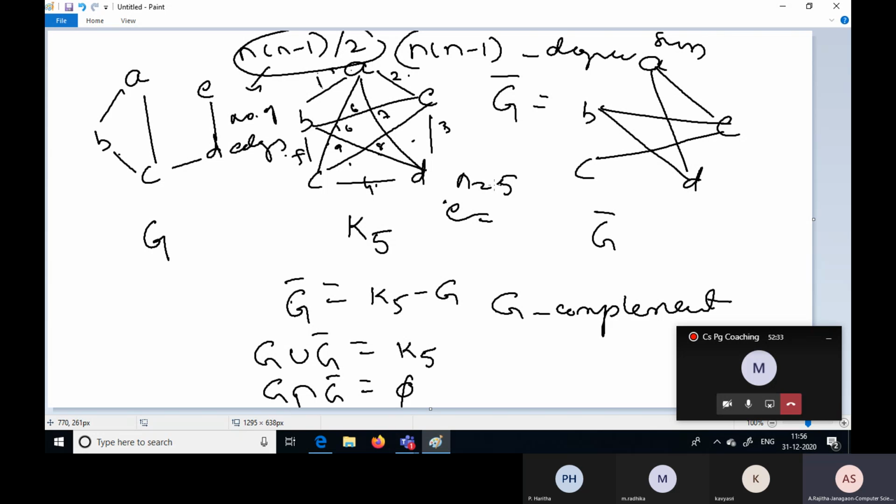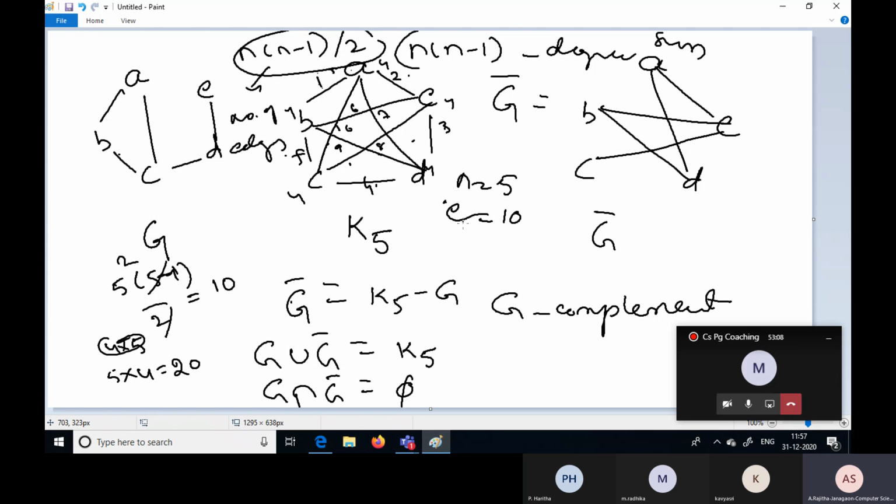So here n equal to 5: 5 into 5 minus 1 by 2, that is 10. And degree sum: the degree is here 4, here 4, here 4, here 4, here 4. Sum of degrees equal to 4 into 5. All 5 vertices are there and every vertex degree is 4, so the total is 20. That is n into n minus 1. Now here n equal to 5, and how many edges? 10 edges.